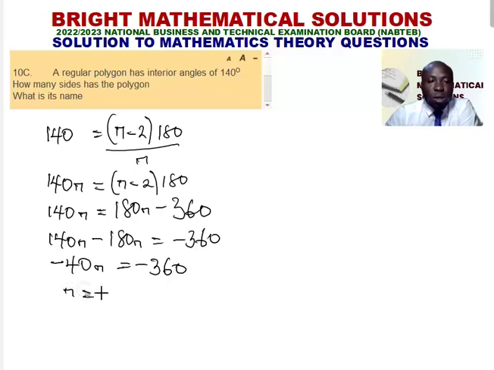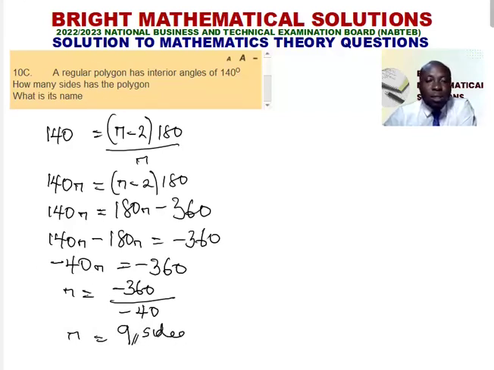So n equals minus 360 all over minus 40. So negative cancels negative, so 360 divided by 40. So n equals 9. So we've gotten that it has 9 sides. So a regular polygon with 9 sides is called a nonagon. Nonagon.